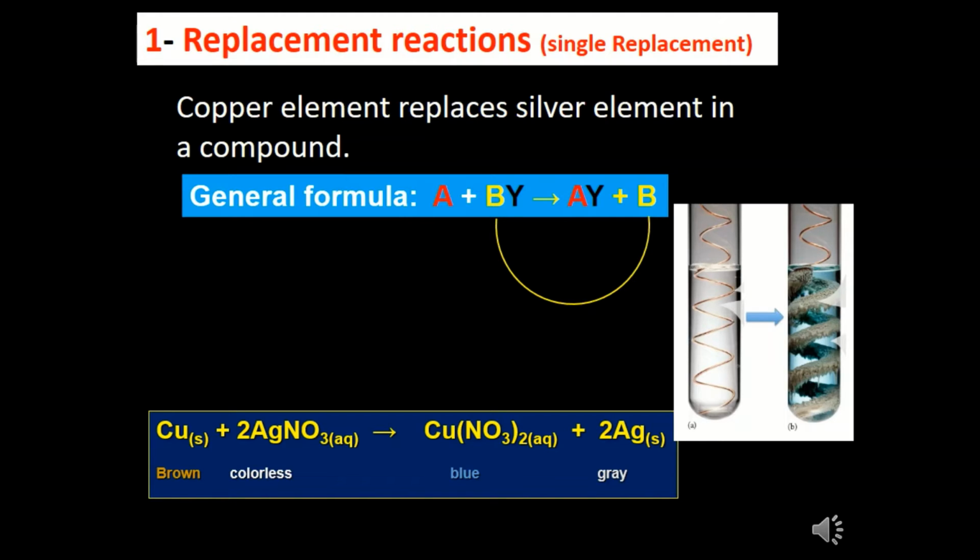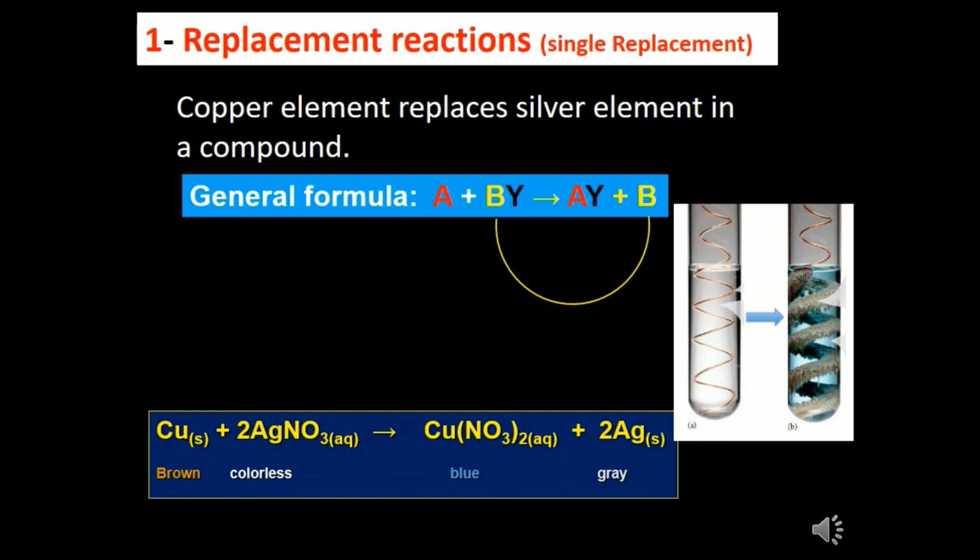What happened in AY? If you look at the reactant side, Y is with B, but on the product side, Y is with A. Where is B? B is going out. So this is called a replacement reaction. We usually call it a single replacement because only B has been replaced by A. The best example, I think the teacher will show you in the lab as well.